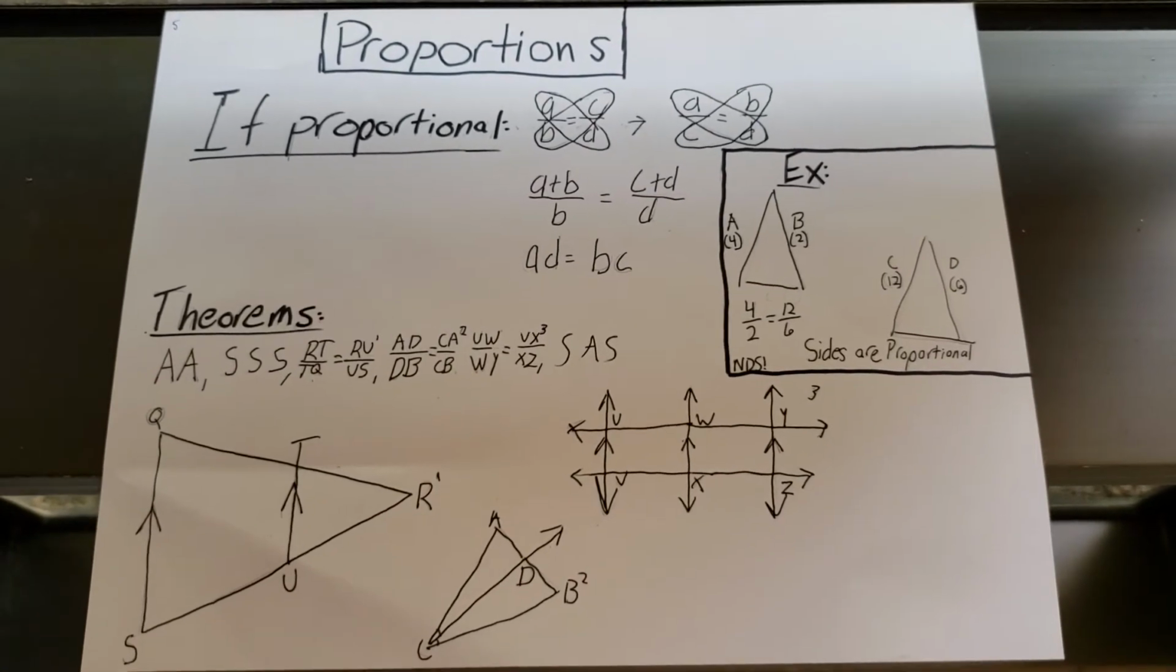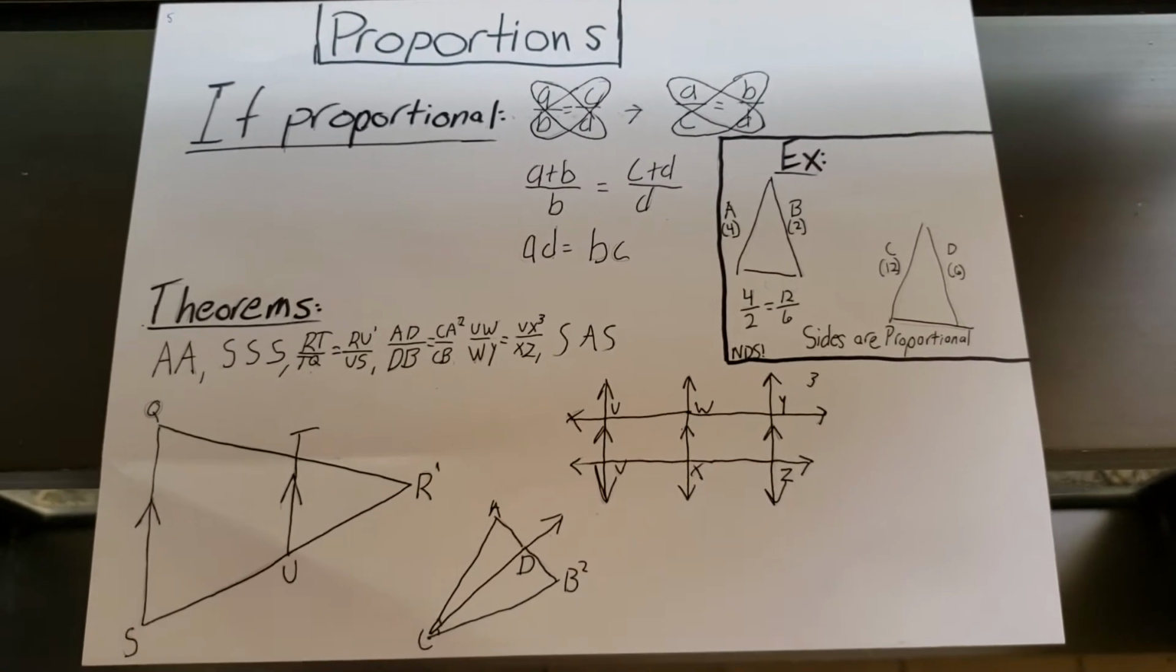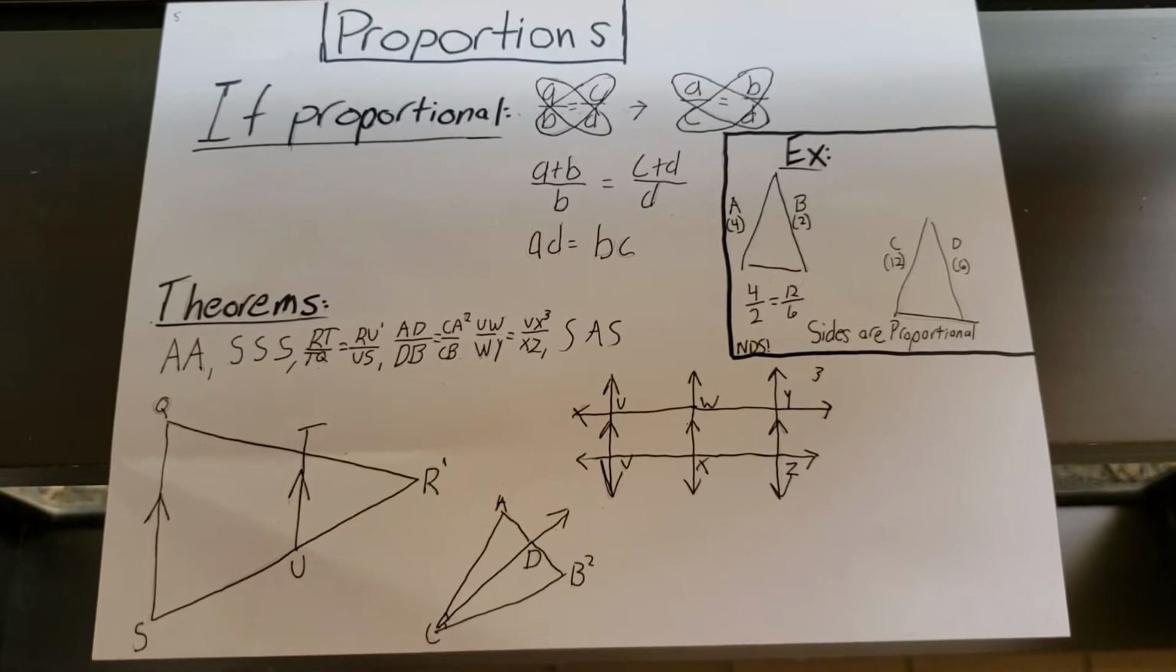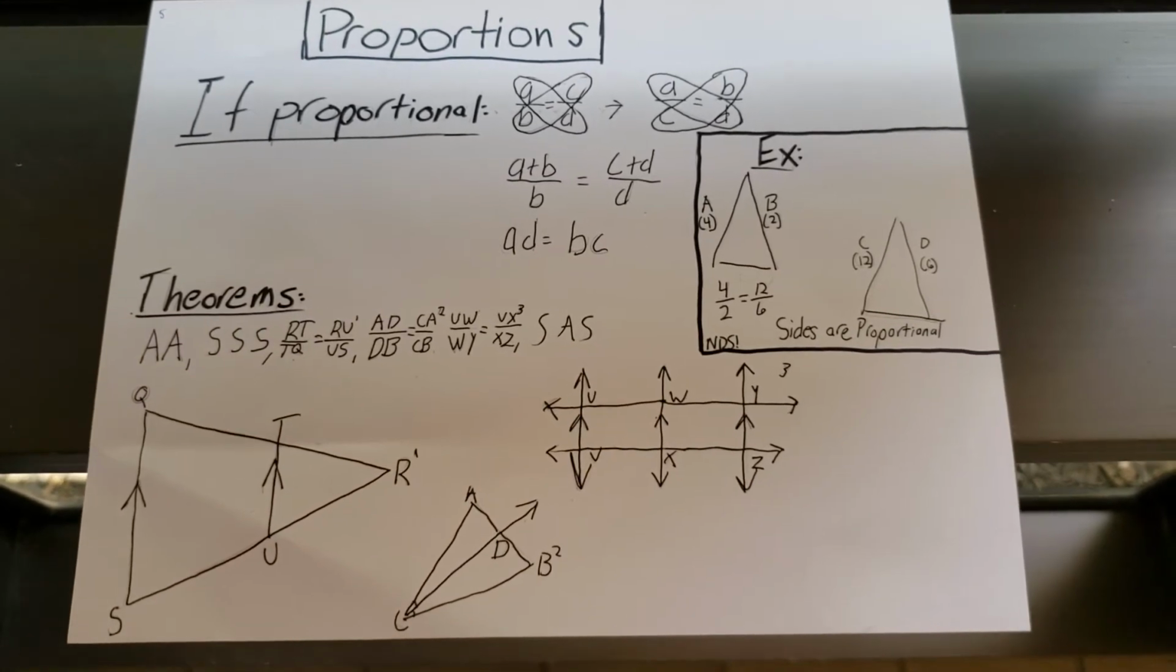And finally, next is side-side-side. If each side of the triangle is proportional to each other, thus we know both of the triangles are similar.